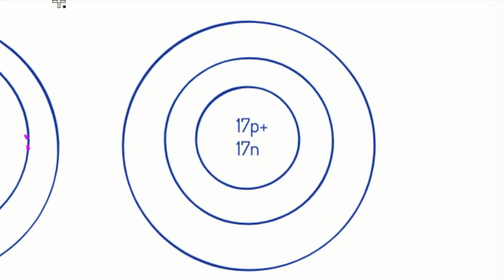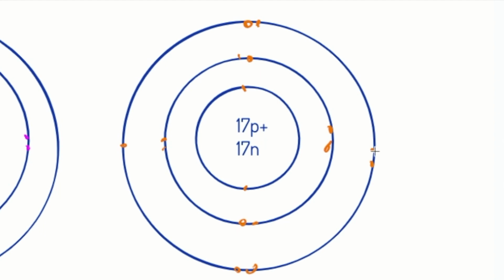I'm going to make chlorine's electrons orange so you can see the differences in the electrons. So there's 17 electrons. So here's 1, 2, 3, 4, 5, 6, 7, 8, 9, 10, 11, 12, 13, 14, 15. I'm going to put 16 here. Oh, and 17 here. Okay.